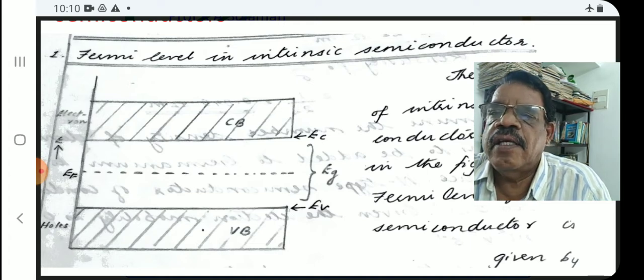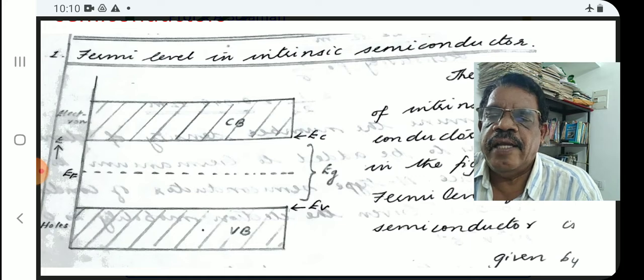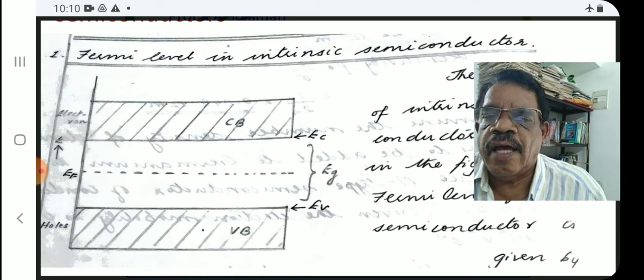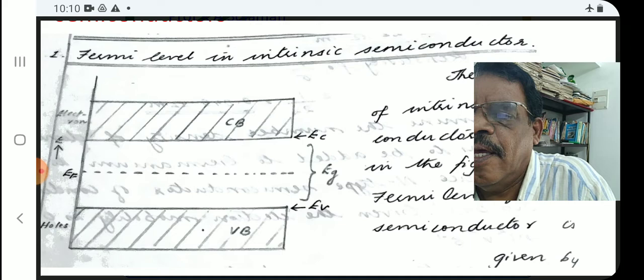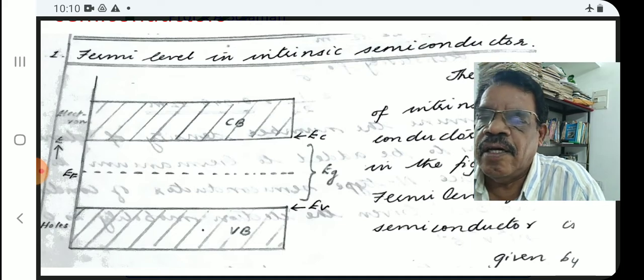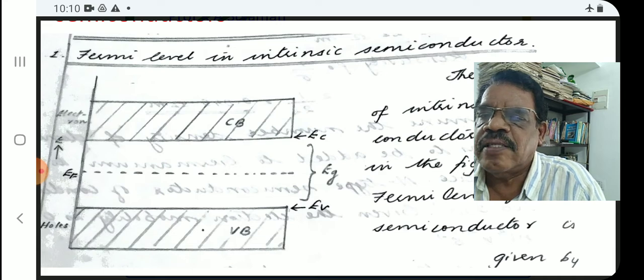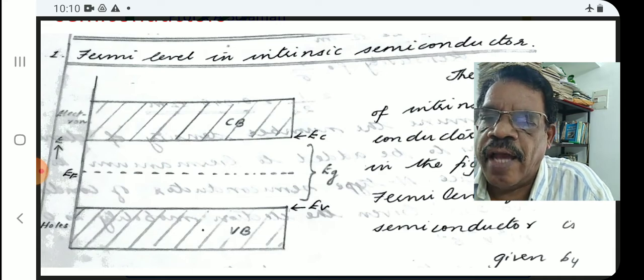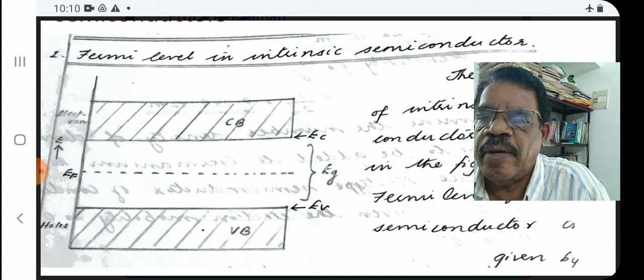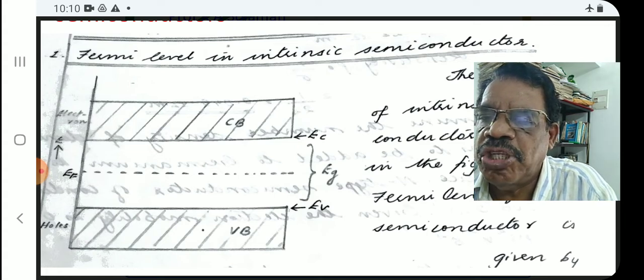This is the band energy diagram of an intrinsic semiconductor, and there is a level EF, the Fermi level, drawn in the middle of the two bands with a dotted line. That is, the energy gap is divided into two parts by a line, and the energy corresponding to that line is called EF.